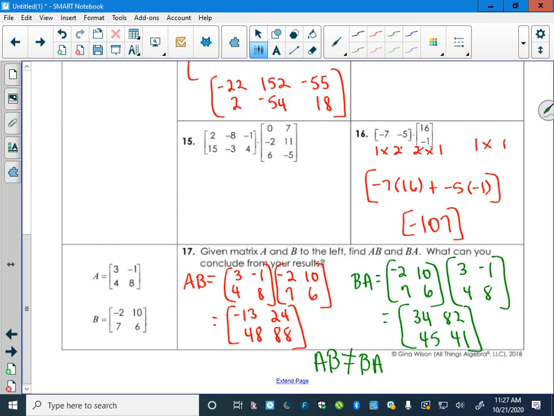And you've learned that that's called the commutative property. So the commutative property is not true with matrices.